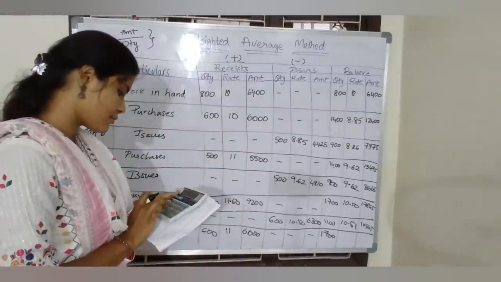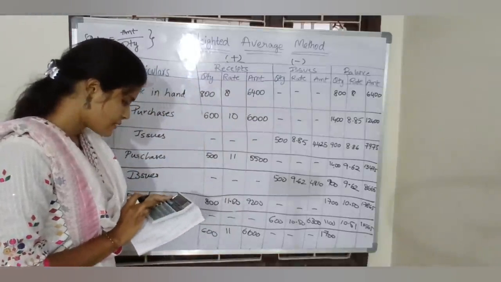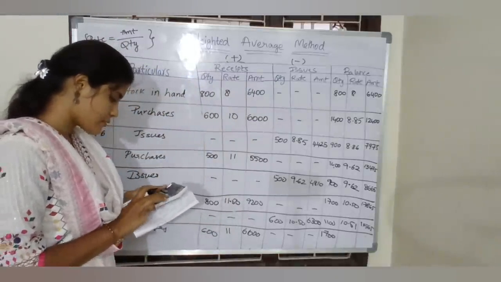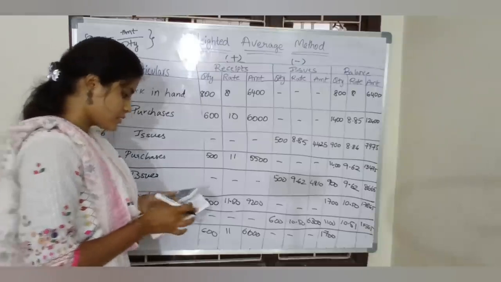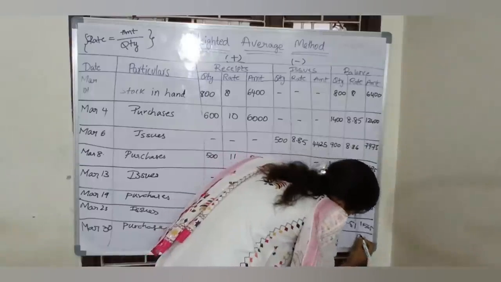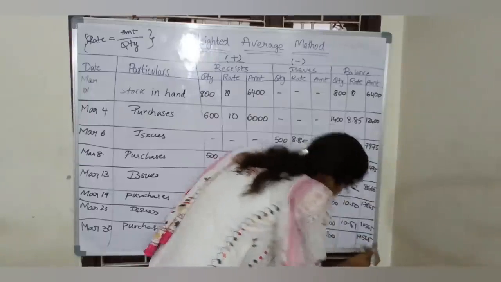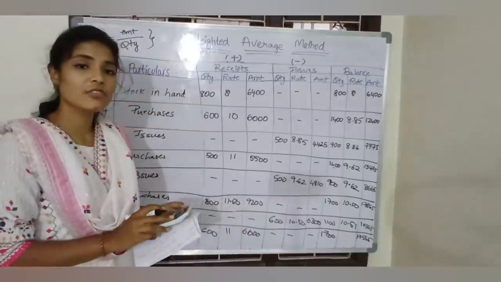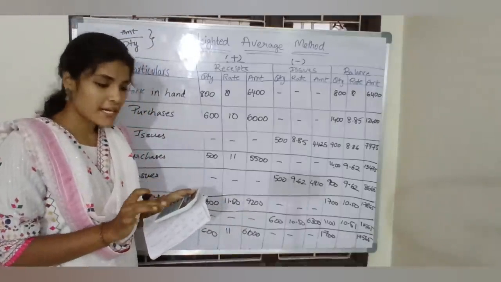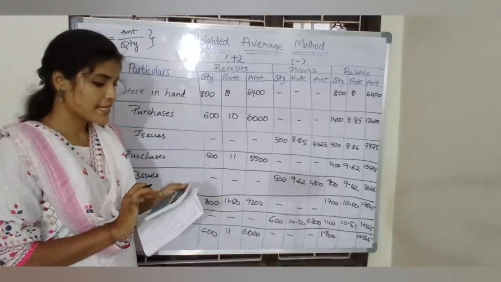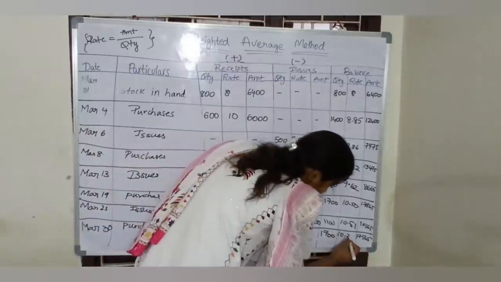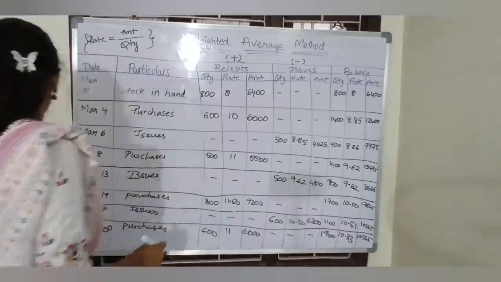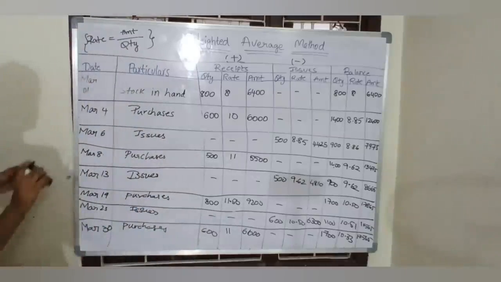11,565 plus 6,000, 17,565 will be your amount column. To find out the rate, 17,565 divided by 1700, if you do it, 10.33 will be your rate. Understood? So your question is completed.